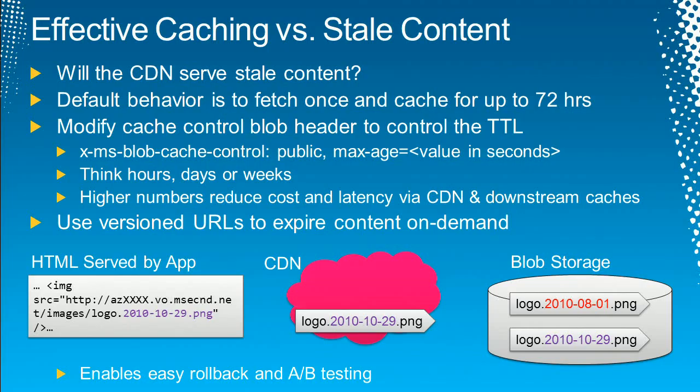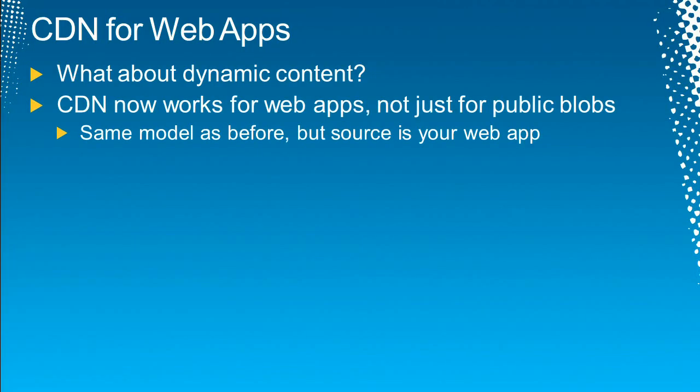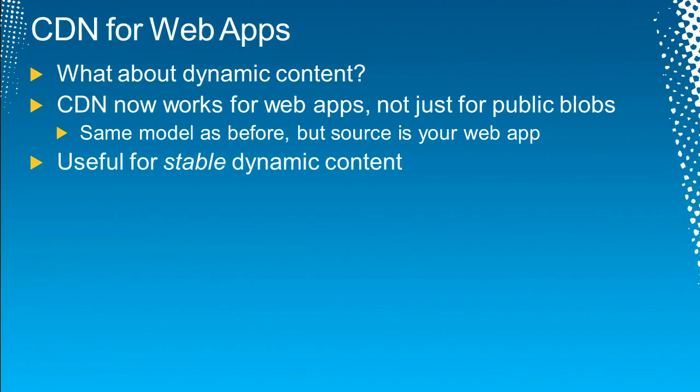Sometimes people say, well, this is great for static content that I want to serve from the edge, but what about dynamic content that I want to serve from the edge? So what you can actually do is you can now put the CDN in front of a web app. If you've got a web role that generates HTML, you can just point the CDN at that, and as long as it's stable, that is, it's dynamically generated, but it's not changing every single time you go get it, that can be cached. And so you basically just do the same thing.